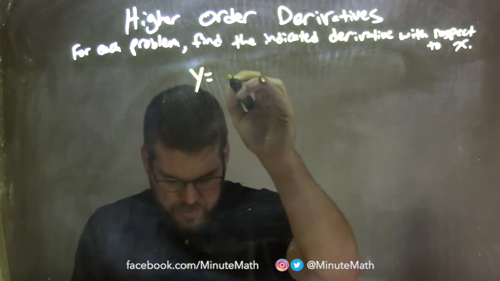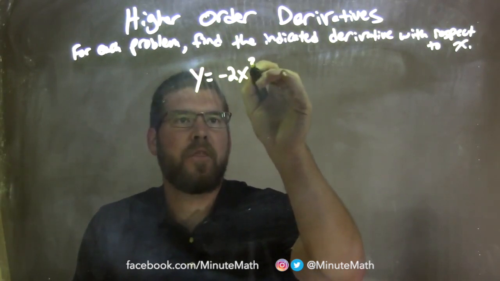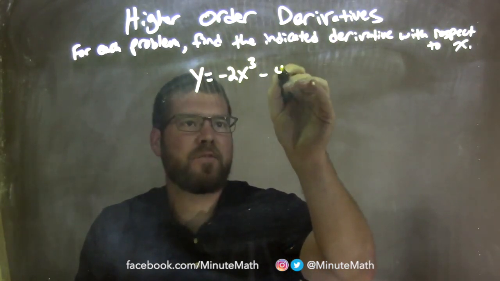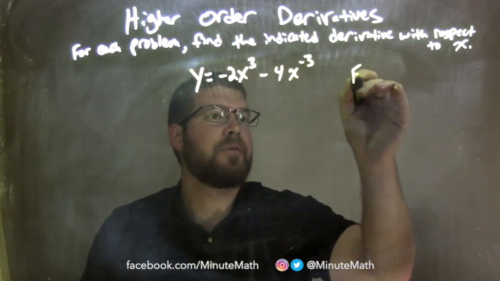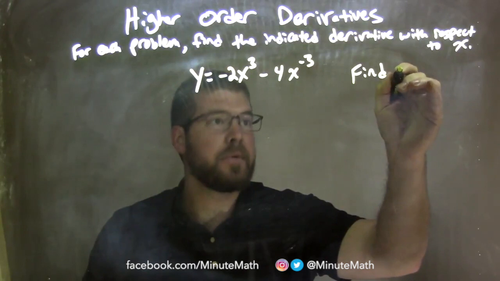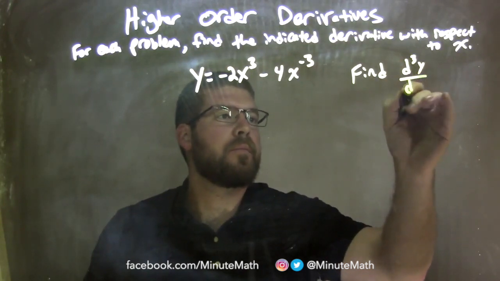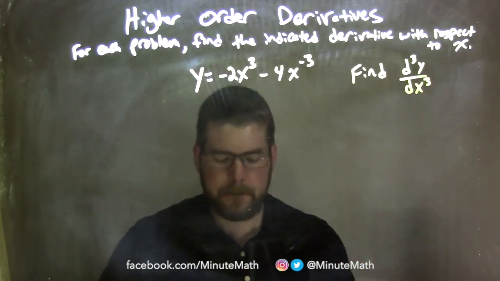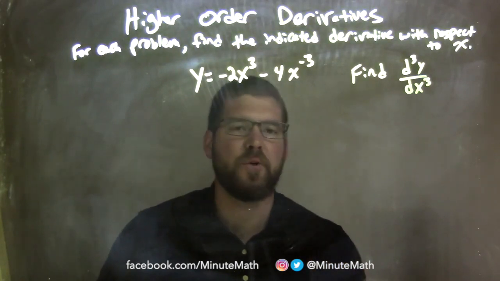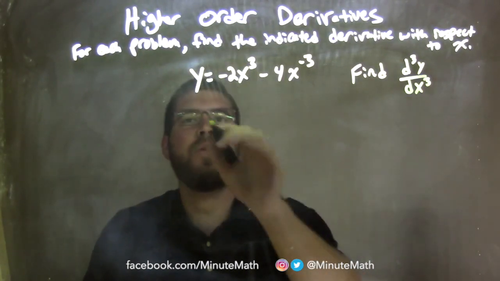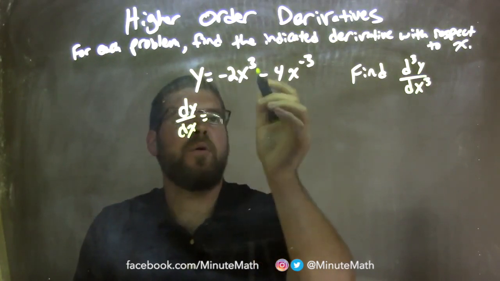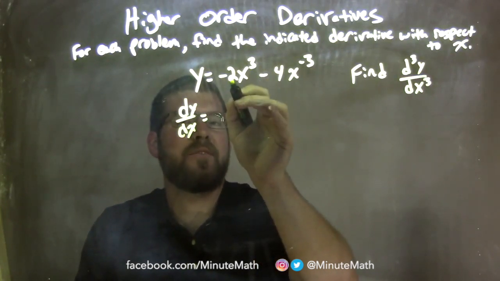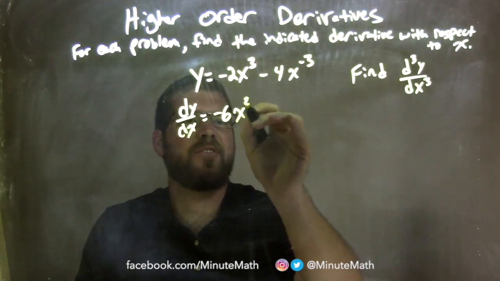Y equals negative 2x to the third power minus 4x to the negative 3 power. And we wanted to find the third derivative. Well, first thing I need to do is find the first derivative. So to do that, I apply the power rule, dy dx here. Power rule, 3 comes down. 3 times negative 2 is a negative 6x squared.